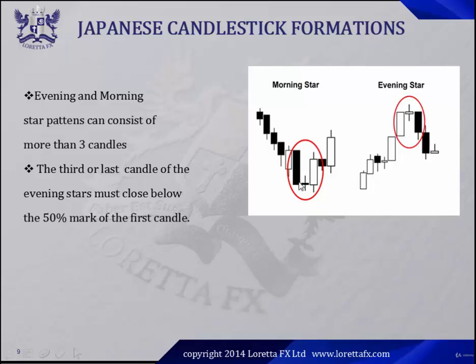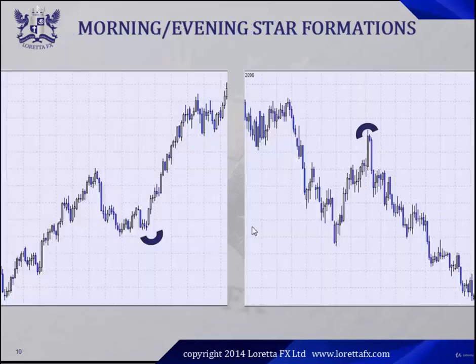And evening and morning stars can be made up of several candles. It does not have to be 3 candles. It can be several candles. It can be 8 candles. Now here are some examples of evening stars and morning stars.